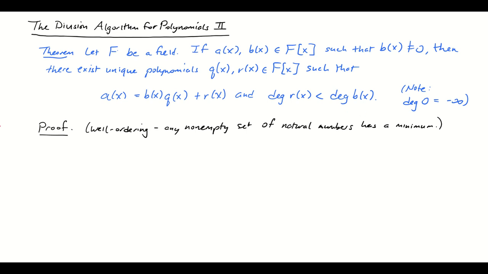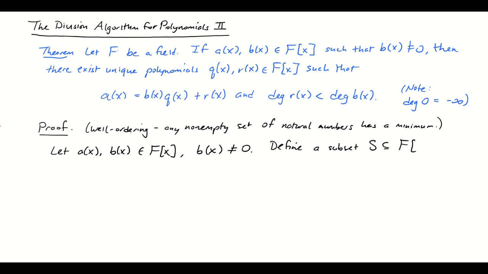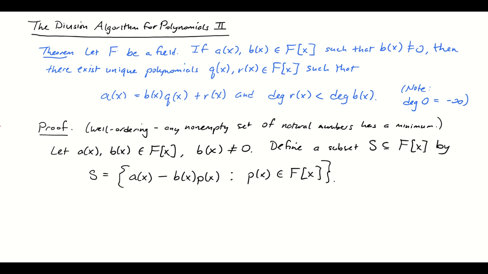All right, so here's going to be our approach. We're going to let a of x and b of x belong to F[x] with b of x non-zero. And we're going to define a set, a subset S of F[x], by S equals the set of all a of x minus b of x times p of x, such that p of x belongs to F[x]. And that's going to be our set of all possible remainders.